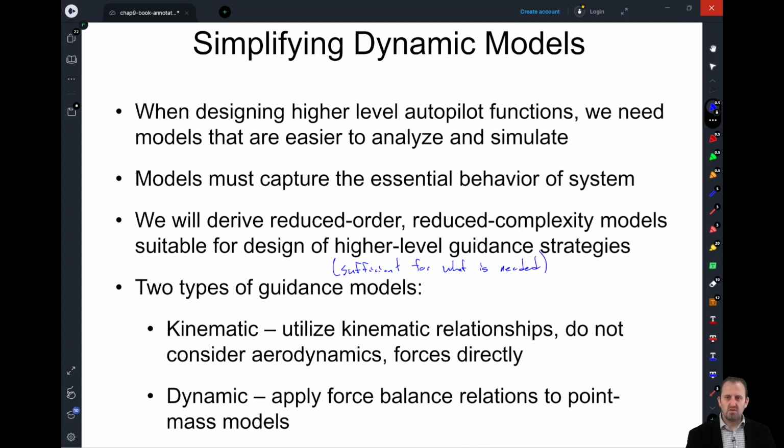So we do have two types of models that we're going to be developing. The first is kinematic, where we're going to utilize the kinematic relationships, and we're not going to consider aerodynamics and forces directly. And we'll also develop some dynamic models where we do apply some force balance relations to a point mass model. So we'll look at these different models as we go forward. And that'll be a wrap.